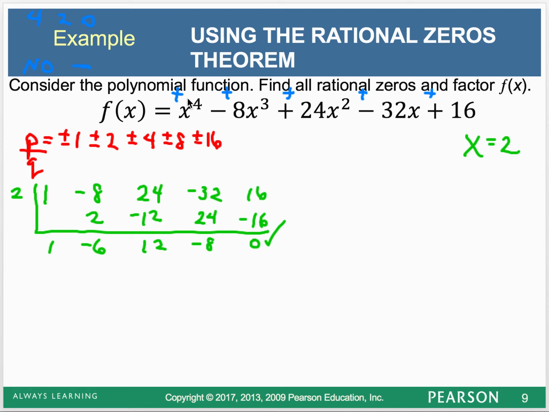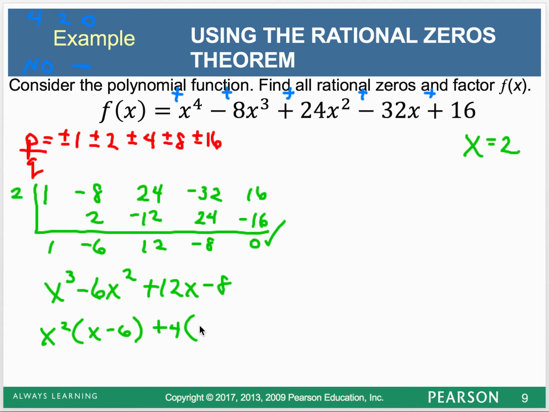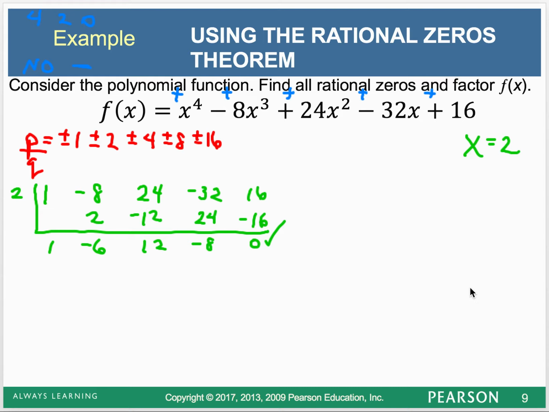Okay, and then let's check this. This will be a third degree. So let's check it and see if it'll factor. X cubed minus 6x squared plus 12x minus 8. I can factor an x squared out here and leave x minus 6, but over here I can factor a 4 out and it does not leave x minus 6, right? So doesn't factor. That's all right. We can find them with synthetic division, right?